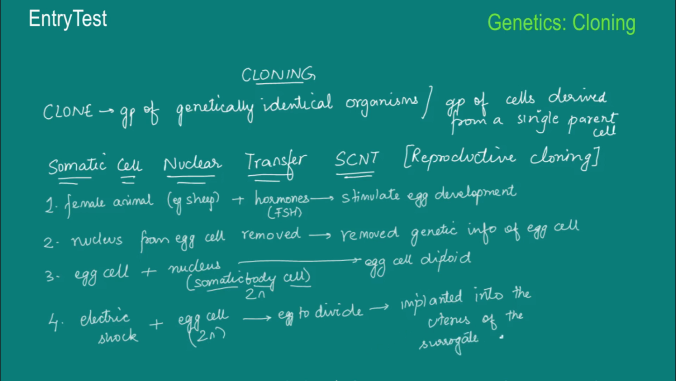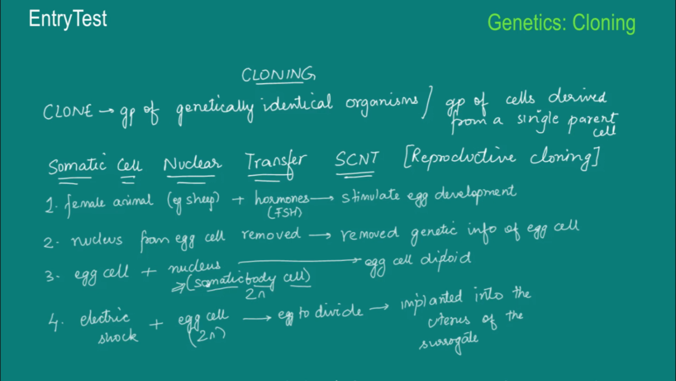Alright, so what do you think the child is going to be? It's going to be a clone of which animal? Obviously, it's going to be a clone of the animal whose genetic information it carries, which is going to be this particular cell. So it's going to be a clone of the organism that supplied the nucleus. So it's going to have the same genetic information and thus it will become a clone.